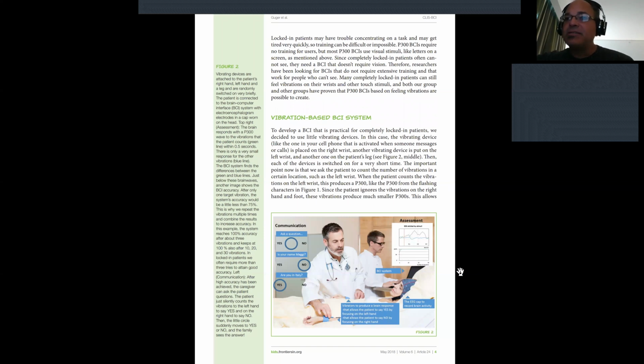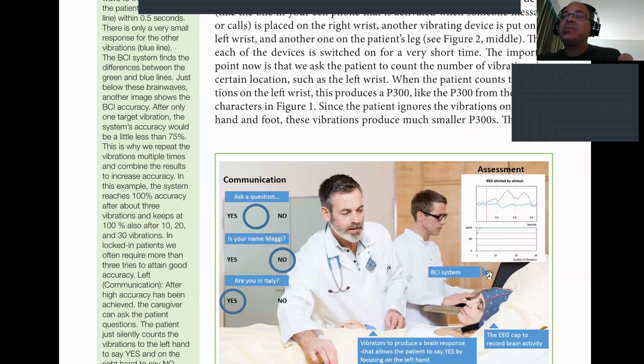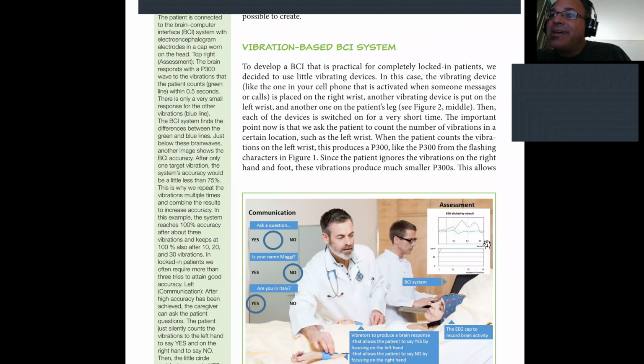And in the vibration-based system, you can see here in the top right part of this picture, this is an example of what the EEG looks like for target versus non-target stimuli. So the green line, which is on the top here, indicates the average brain response to target stimuli. So, for example, the left wrist, if you want to count the left wrist.